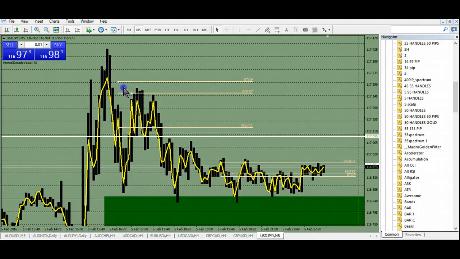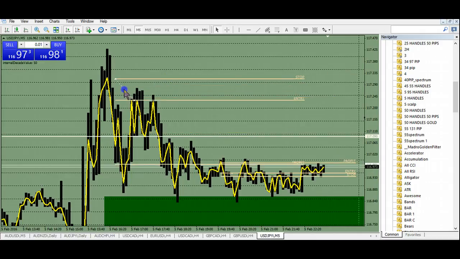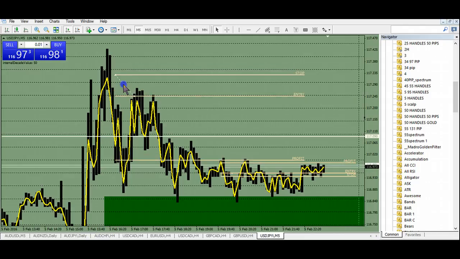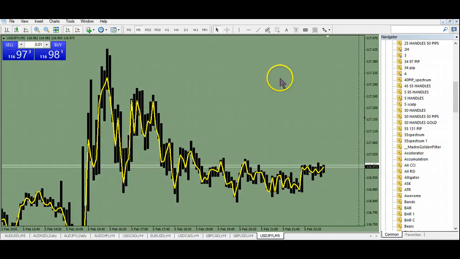You're selling up there. You can see you're going to need a 10 pip stop, right? So you put a 10 pip stop and you're selling up here. Sell, sell, sell. If you waited for the thing to finally come down here, so you made your money, right? But you have to know how much you're risking.